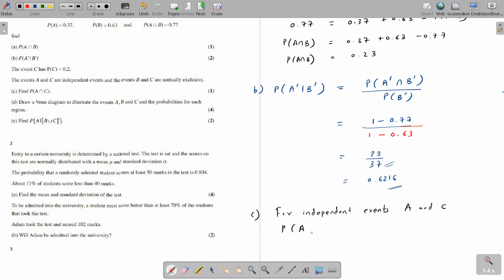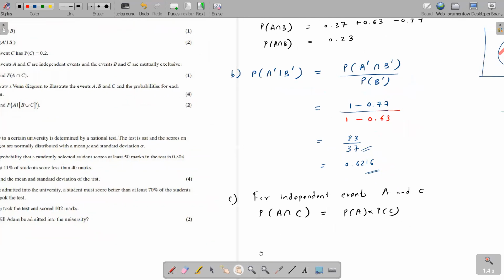A intersection C equals probability of A times probability of C. You might have heard of events A, B: if two events A and B are independent, then probability A intersection B is P(A) times P(B). So likewise for A and C, A intersection C is probability A times probability of C. Okay.